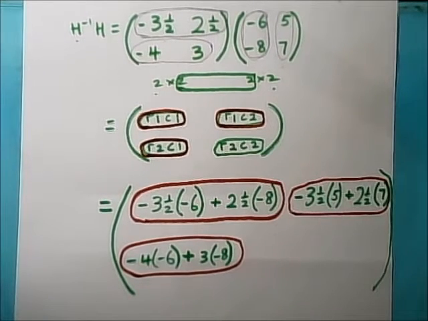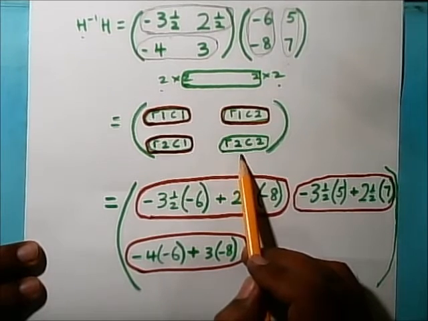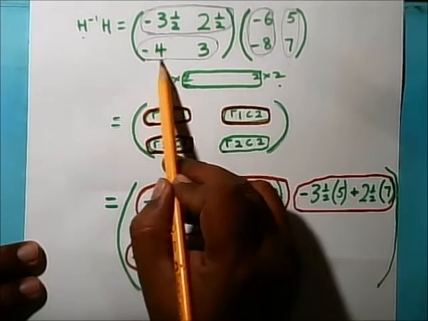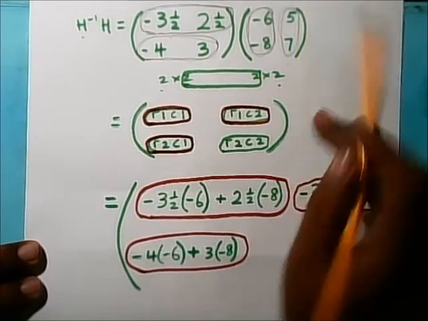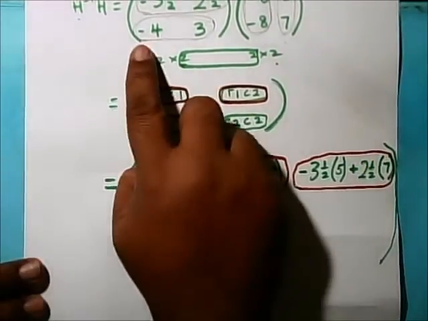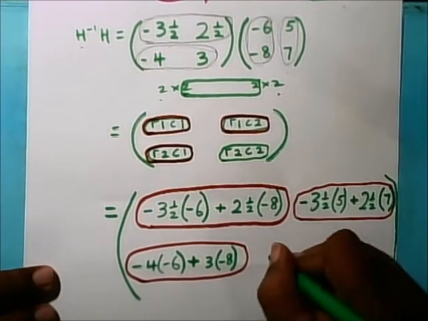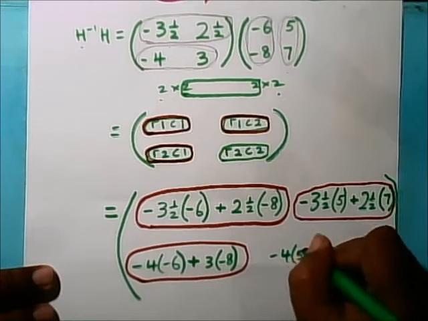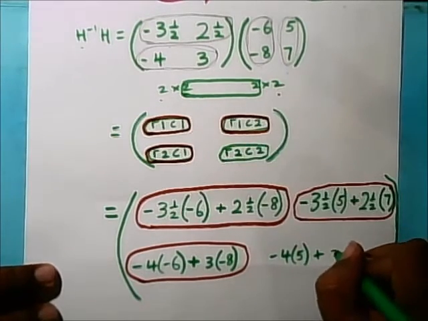And now, lastly, row 2 times column 2. So you have minus 4 times 5, added to 3 times 7.